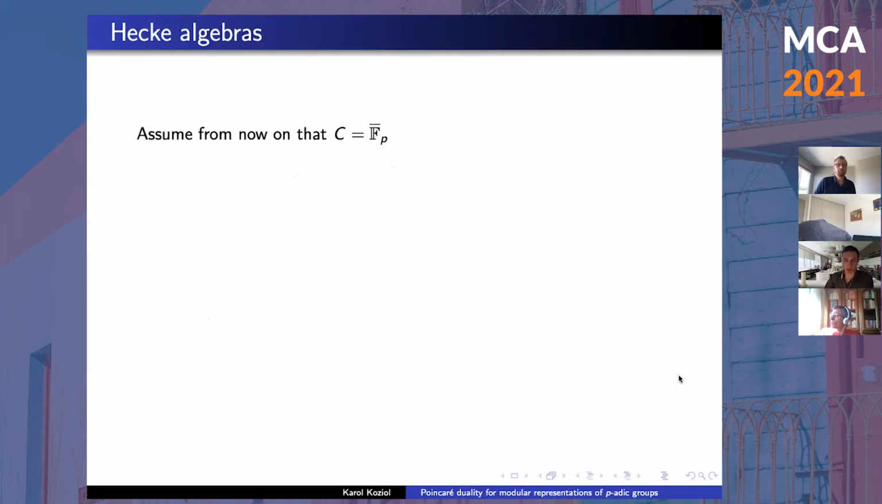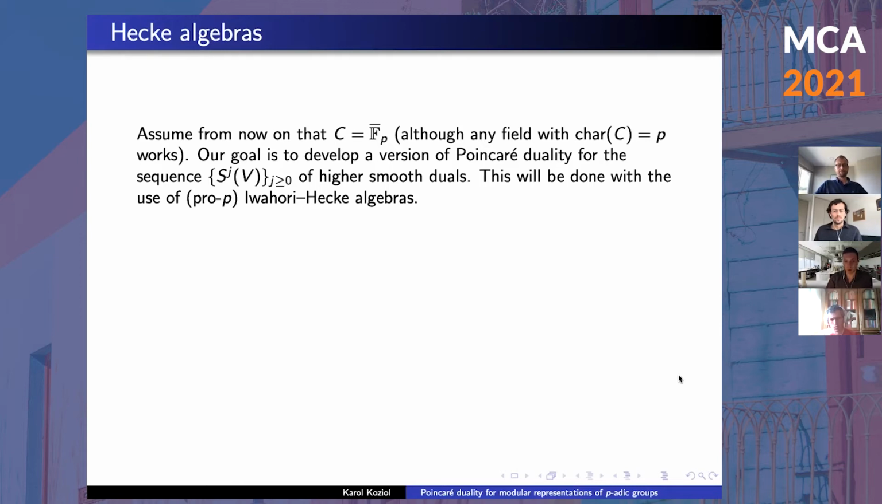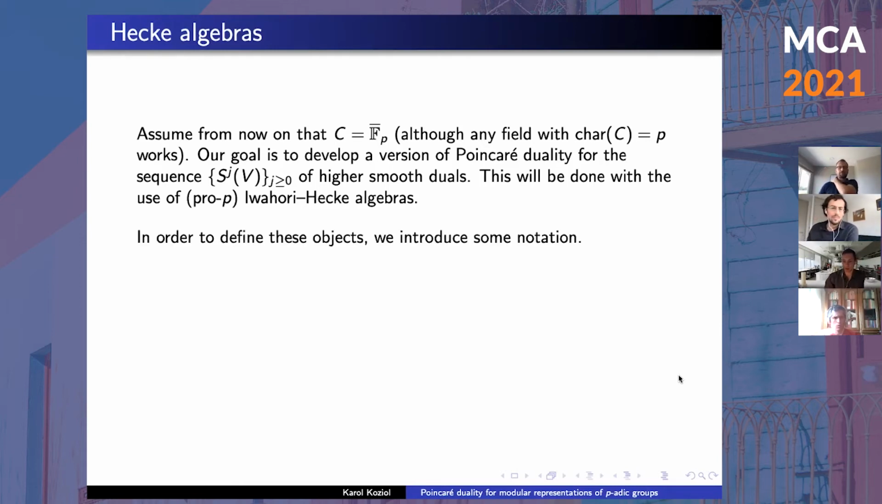From now on, I'm going to assume that my coefficients are actually F_p-bar, although really any field of characteristic p will do. The goal is to develop a version of Poincaré duality for this sequence of functors, the sequence of higher smooth duals. The tool I'm going to use for this is the Iwahori-Hecke algebras. So let me describe what those are for you.